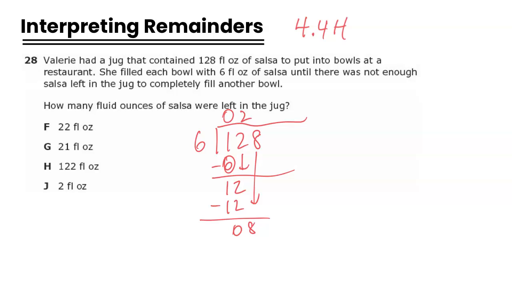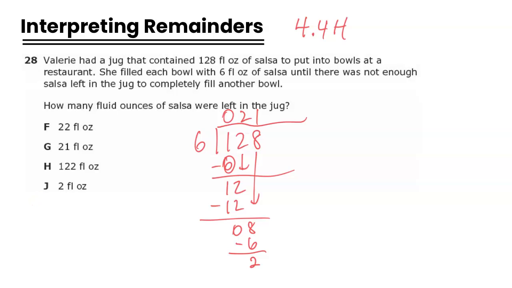6 will go into 8 one time, and that will give us 6. 8 minus 6 will give us 2. And so since we are out of room up here, we know that we are done. And so what we end up with is a quotient of 21 and a remainder of 2. And you'll notice that both 21 and 2 are answers in this particular question.